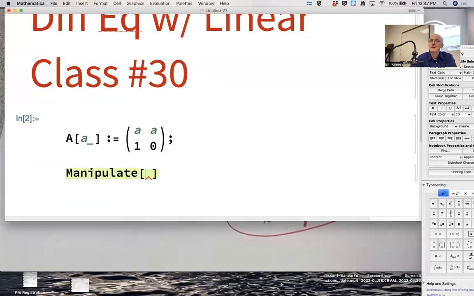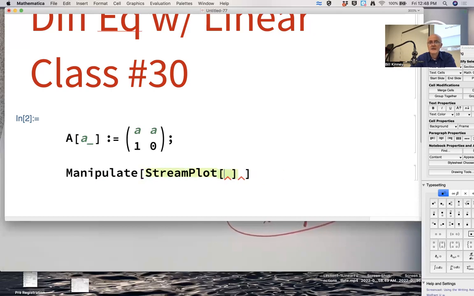Manipulate can animate, for example, stream plots as A changes. It can animate lots of other things too. StreamPlot inside there with a capital S and a capital P. We're trying to graph a vector field here, essentially, or a solution curve to the vector field. The syntax is to have the vector field in here. I typed f of x, y there, but I'm going to erase it in a second. Whatever the vector field is, that is what you plug in there.